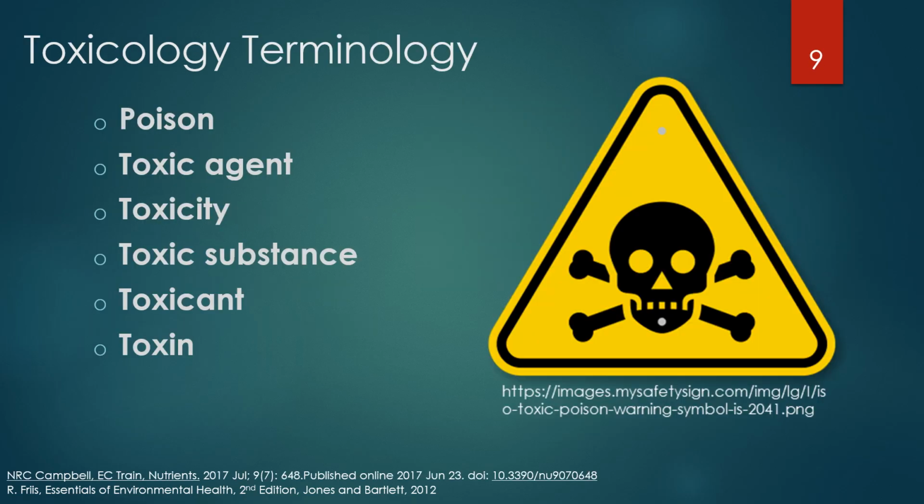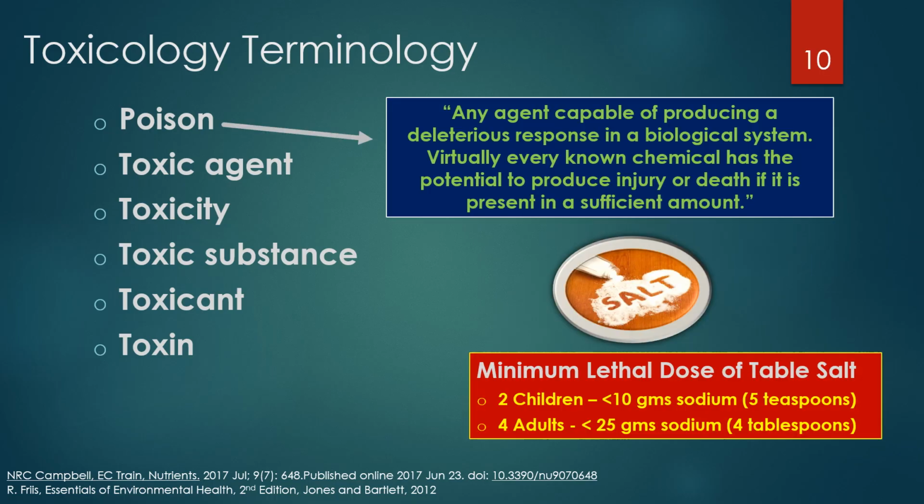Let's now consider a few key terms used in toxicology, including poison, toxic agent, toxicity, toxic substance, toxicant, and toxin. A poison is defined as any agent capable of producing a deleterious response in a biological system. Virtually every known chemical has the potential to produce injury or death if it is present in a sufficient amount. For example, common table salt can cause injury or death dependent on the dose administered.